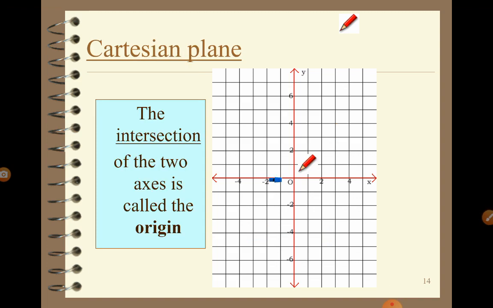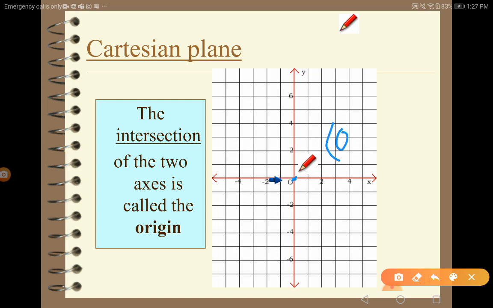Now the intersection of these two axes, the x-axis and the y-axis, here in the middle is called the origin. It's like the downtown. I'm not moving at this point, not to the right, not to the left, so it's 0. And also I'm not moving up or down, so it's also 0. So it's called the point (0, 0), which is the origin.